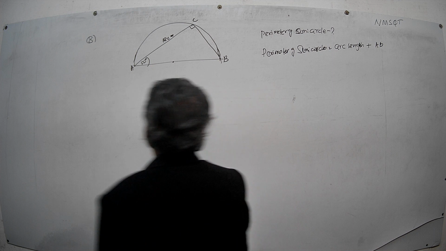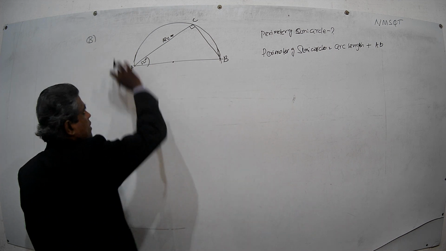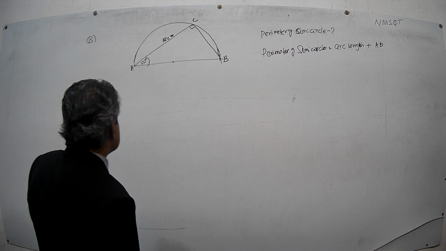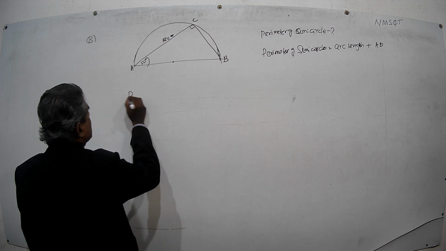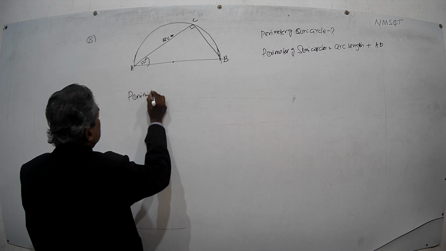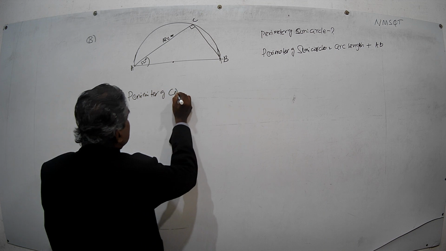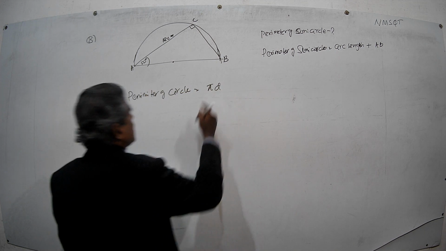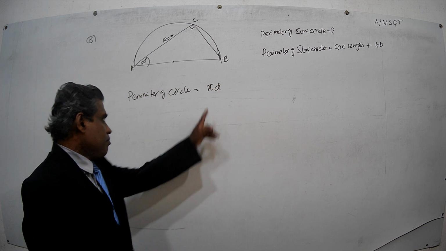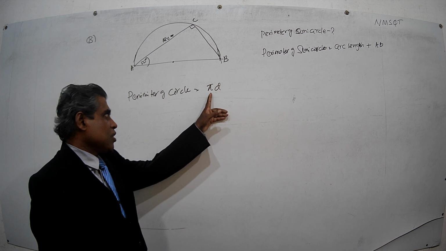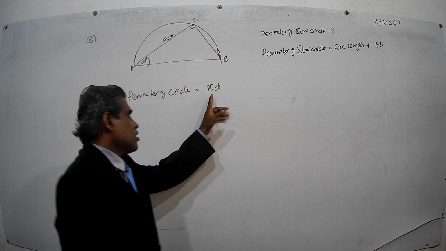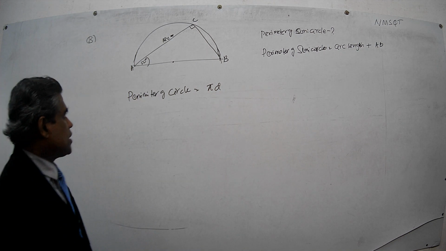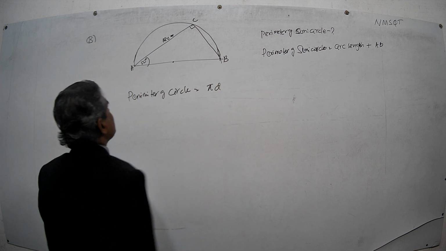We will find the arc length. Arc length is half the perimeter of a circle. Perimeter of a circle is how much? It is pi d, where pi is a certain value 3.142 and many other decimal places, and d is the diameter. Then we have to find this diameter AB.